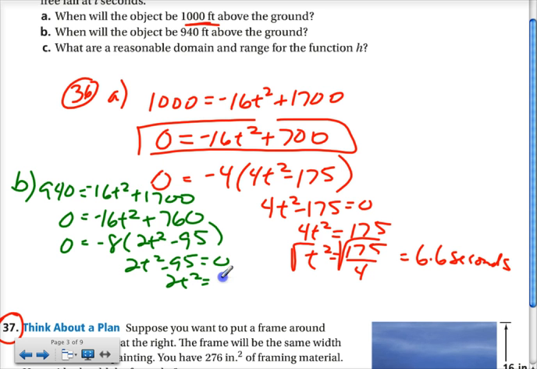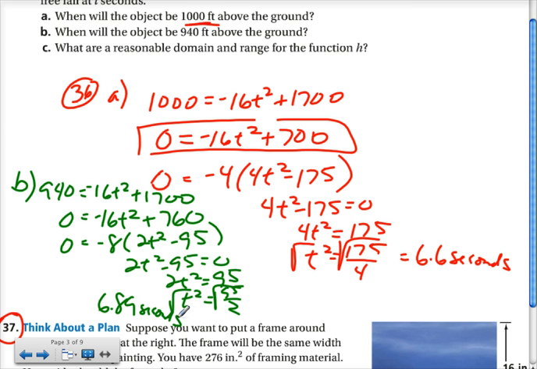Add 95 to both sides. Divide both sides by 2. And then take the square root and only use the positive square root as your answer. And that comes out to 6.89 seconds.